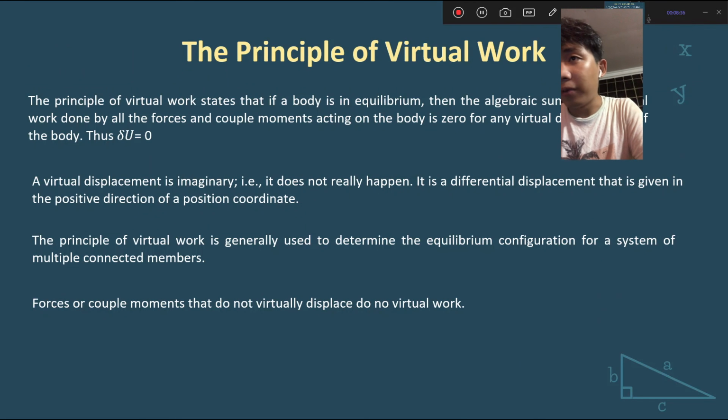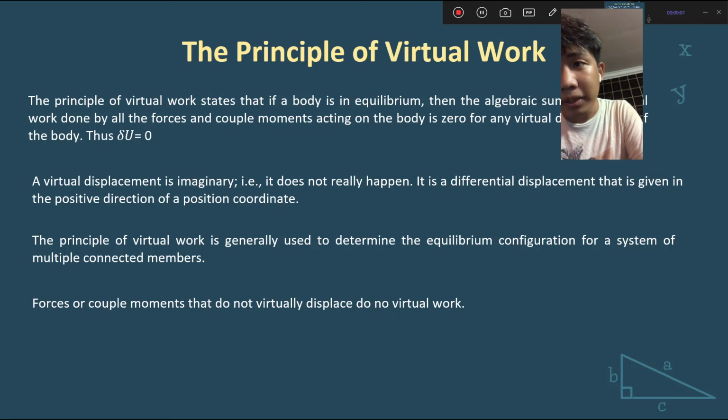Moving on to our final topic, which is the principle of virtual work. It states that if a body is in equilibrium, then the algebraic sum of the virtual work done by the forces and couple moments acting on the body for any virtual displacement of the body is zero, delta U = 0.